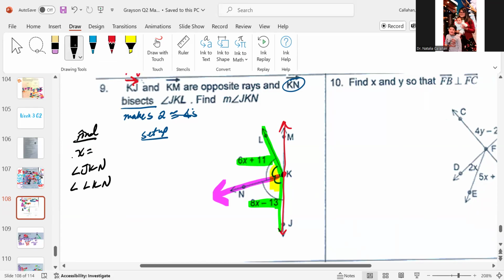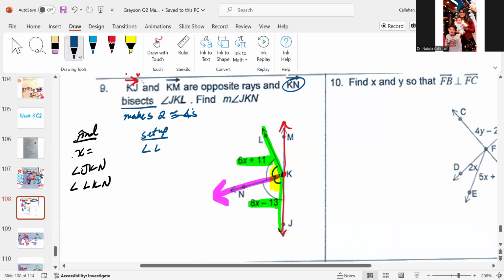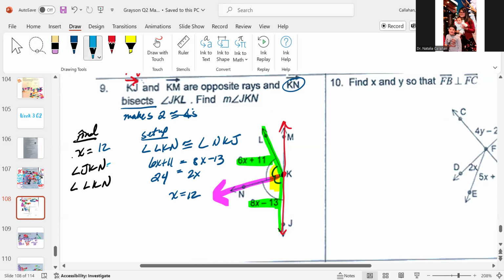Equal. So when you set this up, you're going to say angles LKN, which is that first yellow angle, is congruent to what? There you go. So LKN is 6x plus 11 is equal to 8x minus 13, right? When I solve for this, x equals 12, okay? And you just plug it in and find the other angles. So go ahead and start working on that.